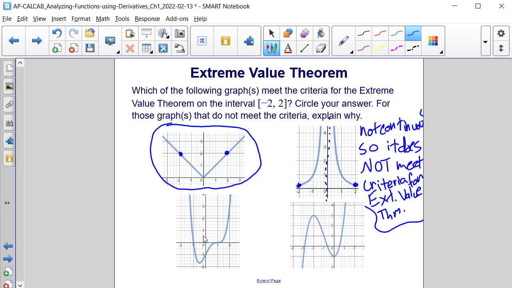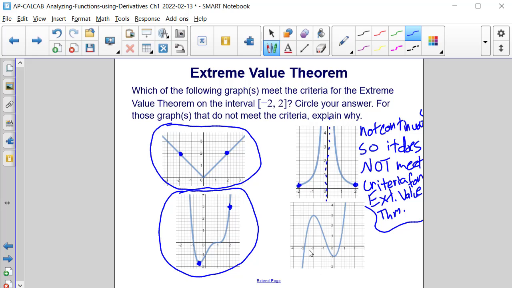Okay, now let's look at this one down here. We're going from -2 to 2, and the extreme value theorem says that if it's continuous, which it is, then f of x must attain an absolute max and min on this interval. Well, we definitely can see an absolute min. The absolute max is probably going to occur way up here at -2 when the function ends up getting there. So yes, this one definitely fulfills the extreme value theorem.